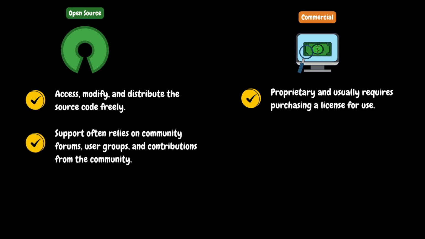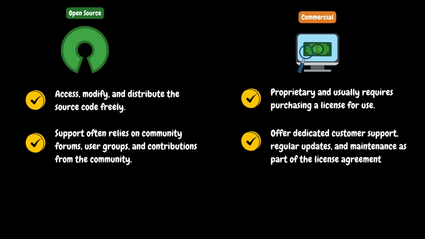Support for open source software often relies on community forums, user groups and contributions from the community. Some companies may offer support but usually as a separate service, whereas commercial software providers typically offer dedicated customer support, regular updates and maintenance as part of the license agreement. In case of any challenges, users may receive direct assistance from the software company.